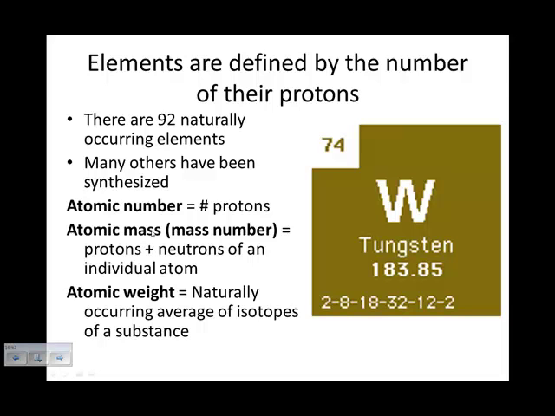So let's look at oxygen. Oxygen has how many protons? 8. Can we infer how many neutrons oxygen must have? 8. It must also have 8, right? Because if oxygen's atomic mass is 16, that's the sum of its protons and neutrons. We know it has to have, by definition, 8 protons, so therefore, by addition, we can infer that there are 8 neutrons there, right? Okay.